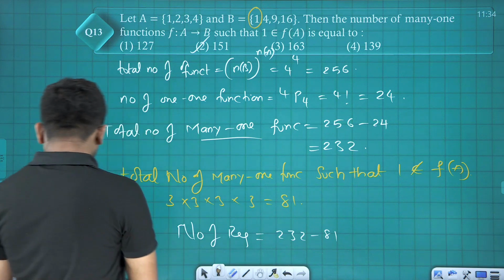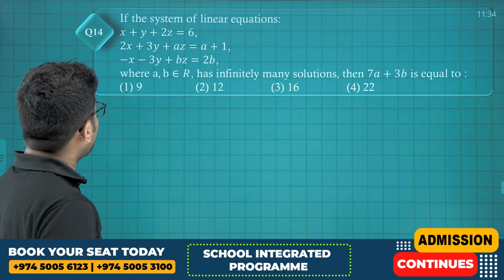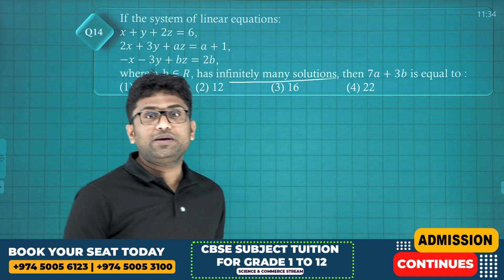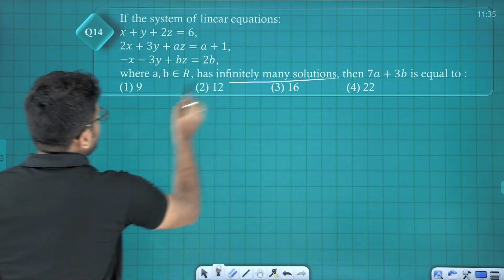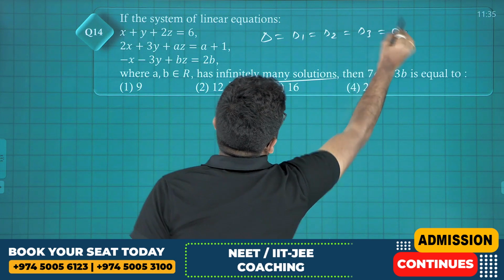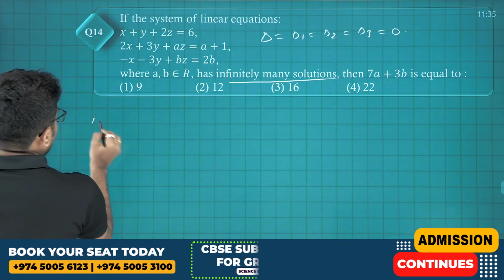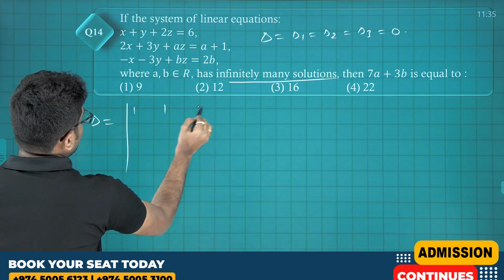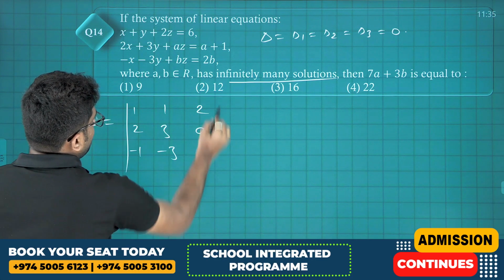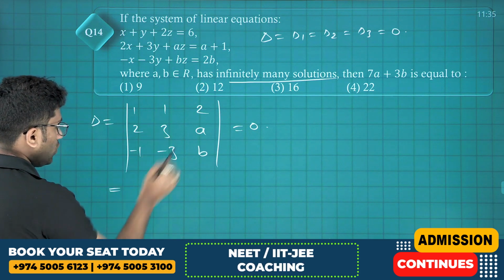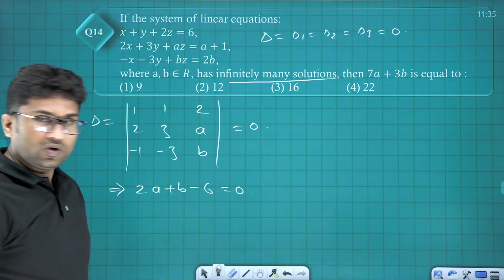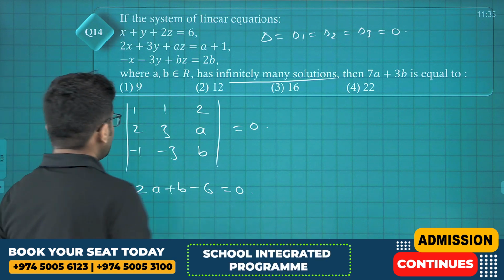Simple, friends. Next question. If the system of linear equations is given as having infinitely many solutions, then infinitely many solutions means delta is equal to delta 1 is equal to delta 2 is equal to delta 3 is equal to 0. Now what is delta? Delta is the determinant of the coefficient matrix 1 1 2 2 3a minus 1 minus 3b, equate it to 0. So if we equate it to 0, from here we get 2a plus b minus 6 is equal to 0. Okay, expand this and get 2a plus b minus 6 is equal to 0.